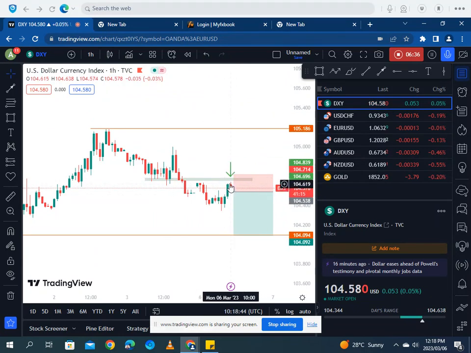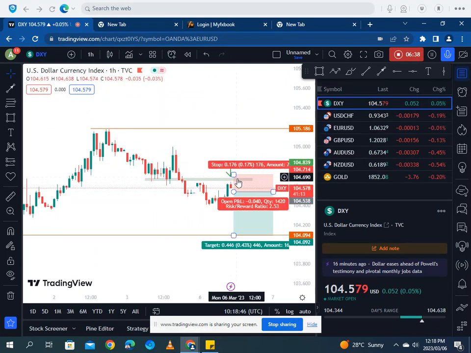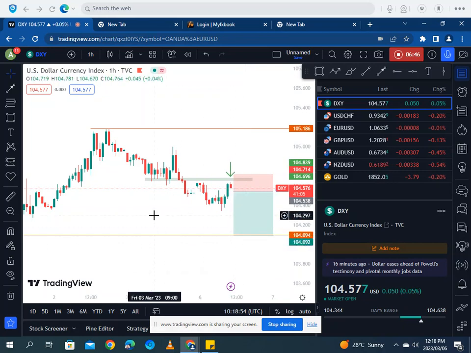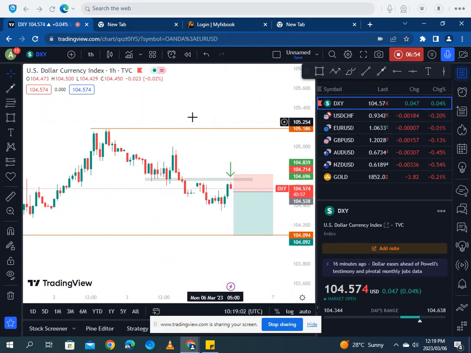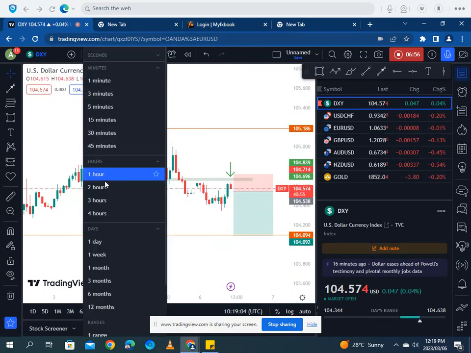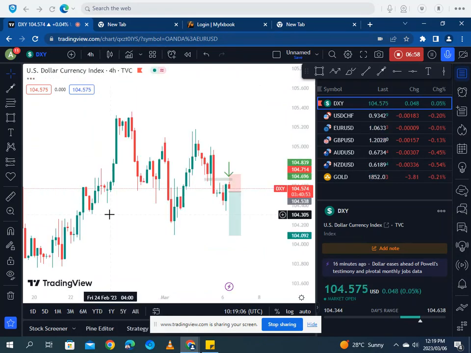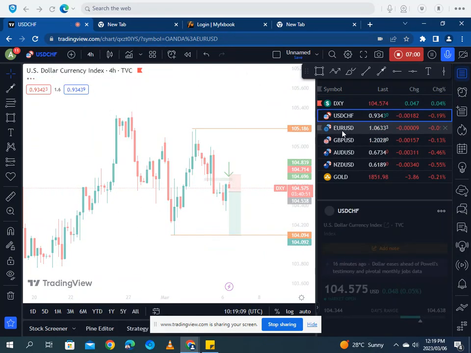If it gives me a doji, I'm going to wait for the second candle to give me some big fat sells to show me that there's some sellers in the market, so I can execute the trade. So that's what I'm planning to do on the DXY. And as we've already discussed, whatever is happening on the DXY, it's more likely to be happening on the USD Swiss franc, because they are directly positively correlated. Let's move to USD Swiss franc.